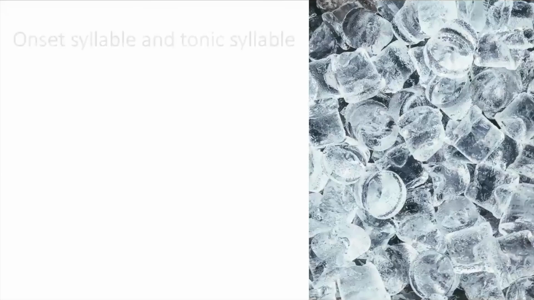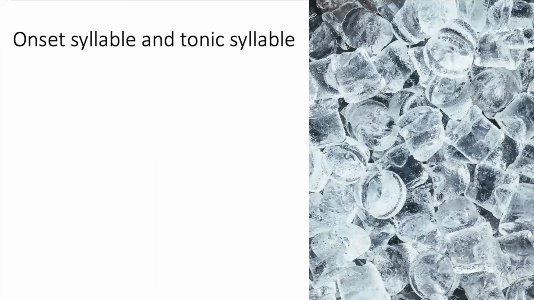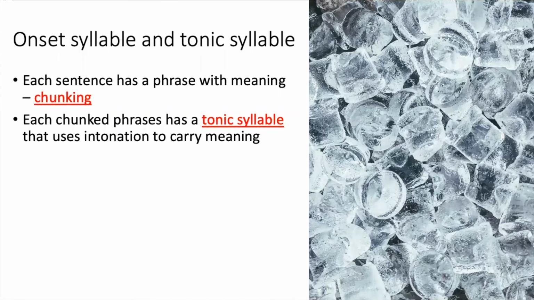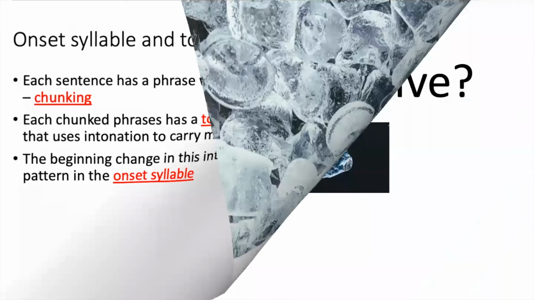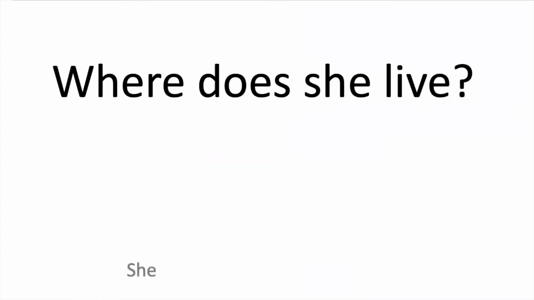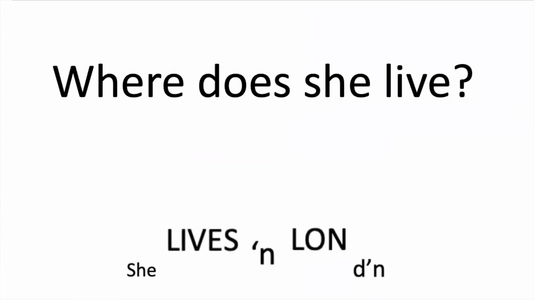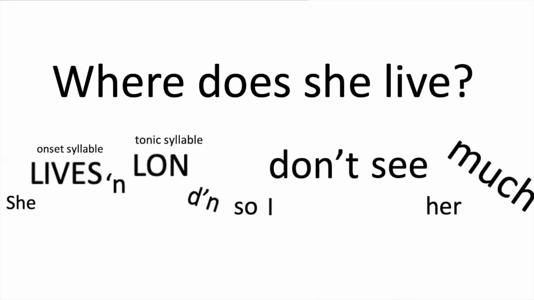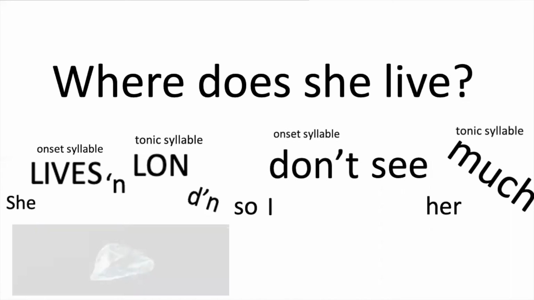And it's really important that they can start to analyze language regarding the onset syllable and the tonic syllable. So basically, each sentence has a phrase with a meaning. That's the chunk. And so what you're trying to do is find the tonic syllable, which carries the most meaning, intonation, and then find out where this change begins. That's the onset syllable. So if we have here, "Where does he live?" "London." That's a tonic syllable. But if you make it into an answer, a sentence, you'll find that "She lives in London." So London's the most important word, but the start of that change is on "lives." "She lives in London. She lives in London, so I don't see her much." Okay, so you can see this is two chunks in one sentence.